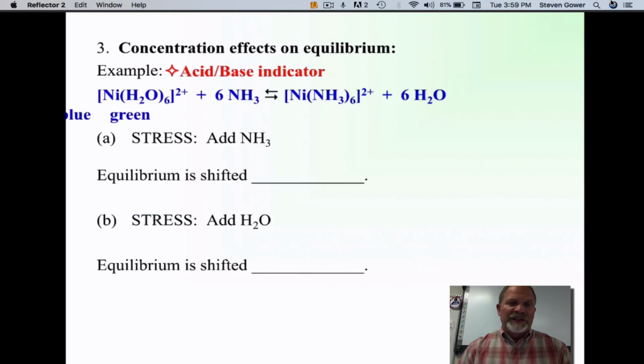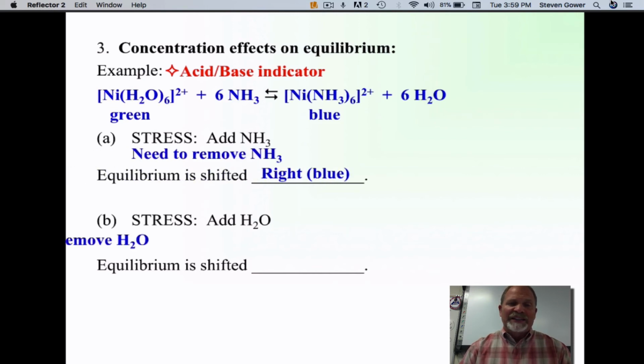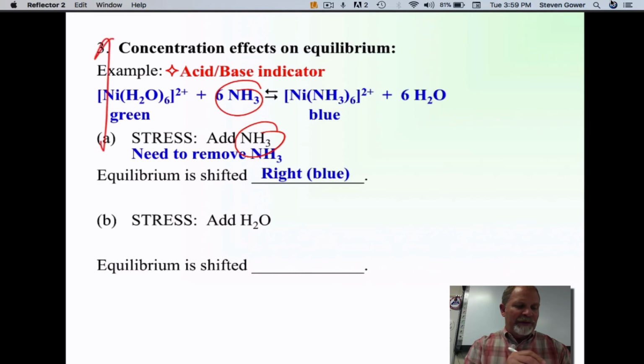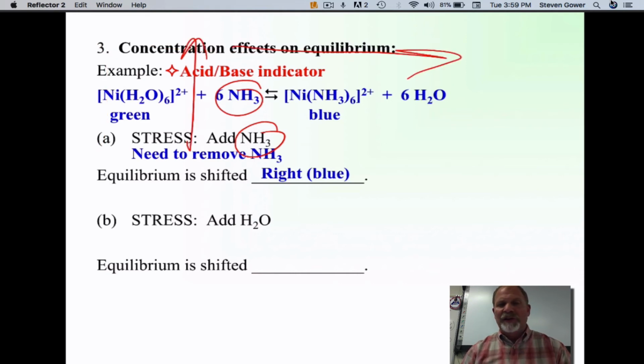Moving on, concentration. Concentration is the only one where I specifically call out a substance. So I said ammonia. Here, where I add ammonia, that means the reaction is going to shift to the right.